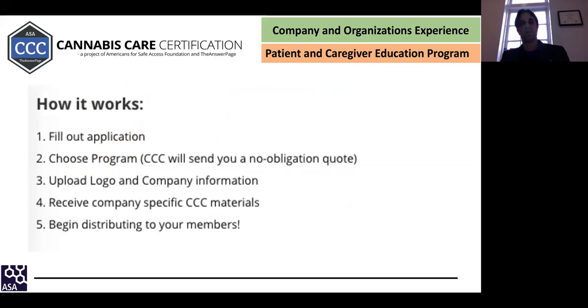So you can fill out an application, choose your program, upload your logo, company information, and receive company-specific CCC materials. And so we can send you this no-obligation quote for becoming a company that offers this free education program, which is oftentimes part of complying with state law. The standards that Americans for Safe Access has been a part of creating for the cannabis industry have been adopted in 2/3 of the states that have a cannabis program.